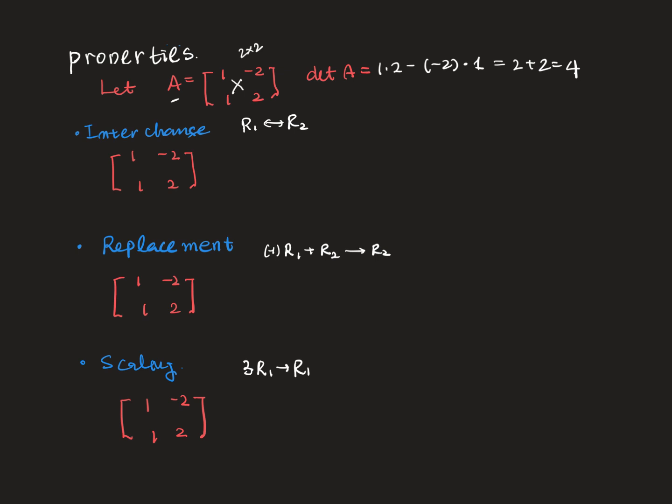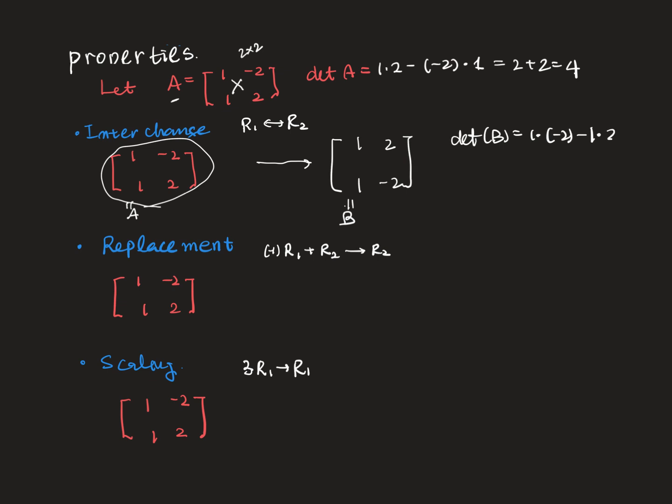So we're going to do a row operation. How is the determinant going to change after the row operation? This one is matrix A. After we interchange the two rows, you're going to have a new matrix. Row 1 and row 2 interchange, so it is 1, 2, 1, negative 2. I'm going to call this one B, okay? After the row operation, we find the determinant of B, which is 1 times negative 2 minus 1 times 2. That's negative 2, negative 2, negative 4.